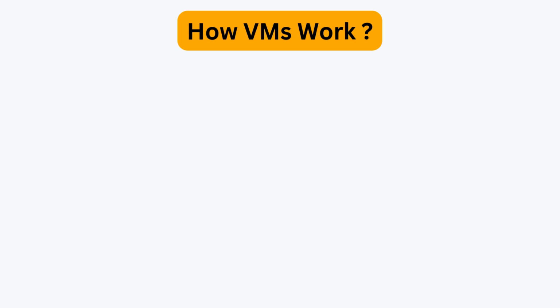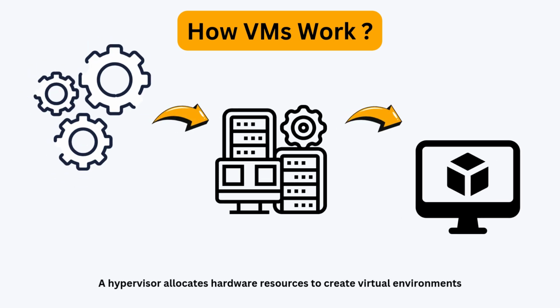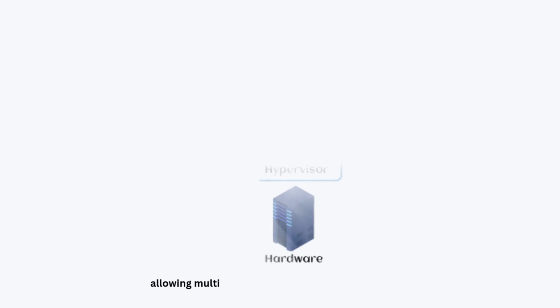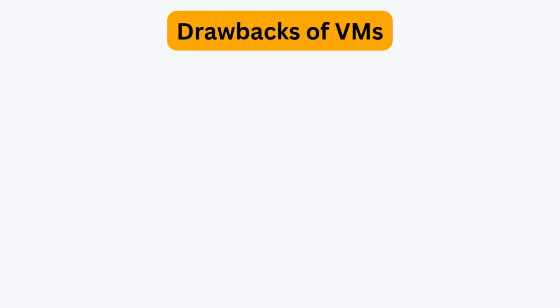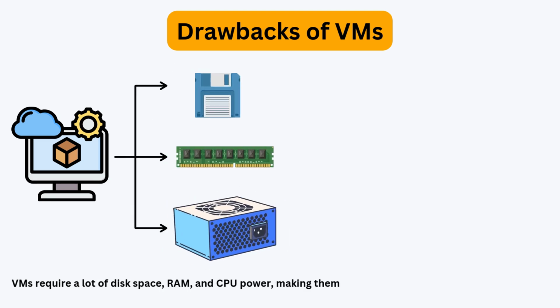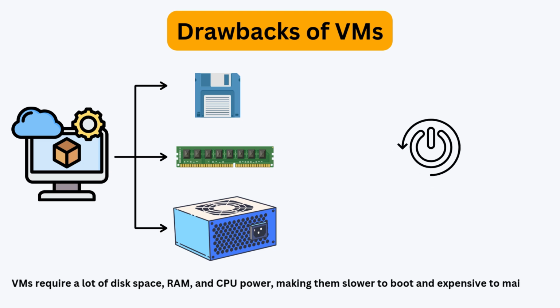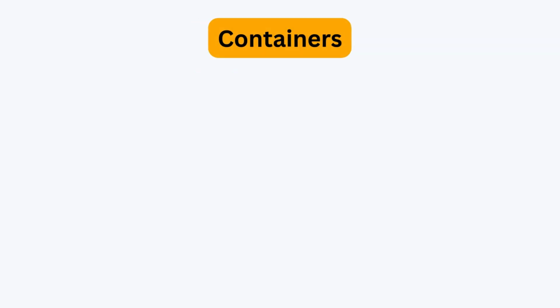How VMs work. A hypervisor allocates hardware resources to create virtual environments, allowing multiple operating systems to run on one server. Drawbacks of VMs. VMs require a lot of disk space, RAM, and CPU power, making them slower to boot and expensive to maintain. Now let's talk about containers.